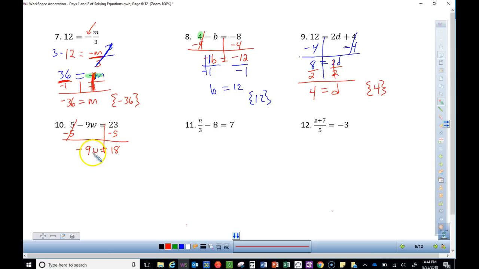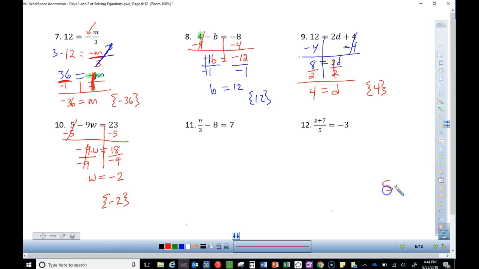Then negative 9 touching the w means they're multiplying. So I will have to divide by that negative 9 to create a positive 1. Negative 9 goes into itself exactly 1 time. So w equals, divide this side, 18 divided by negative 9 would be negative 2, because a positive divided by a negative is a negative. So the set is negative 2.